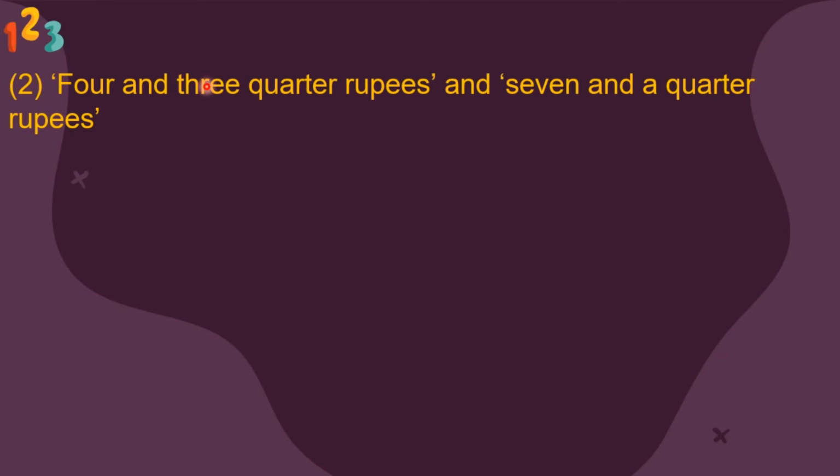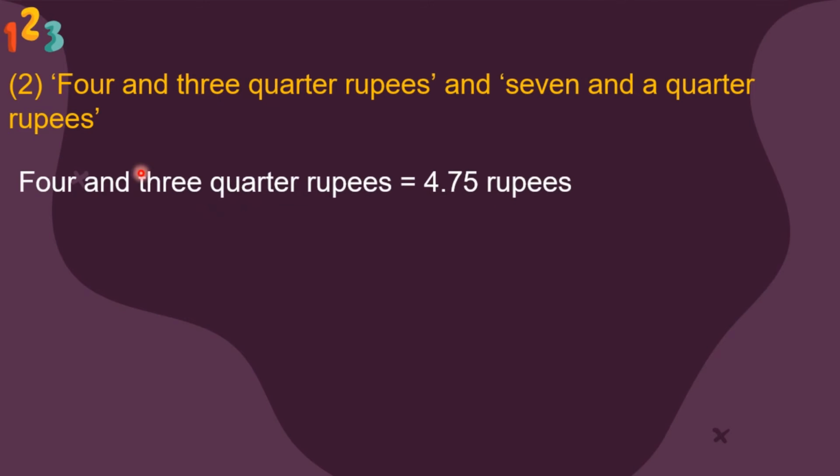Next we have 4.75 rupees and 7.25 rupees. And we have to add these two decimal fractions. So first let us write the given decimal fractions using the decimal point that we have learned. So we write 4 and 3 quarter rupees as 4.75 rupees. 4 will come before the decimal and 3 quarter rupees is 0.75 paise. So we write this as 4.75 rupees.